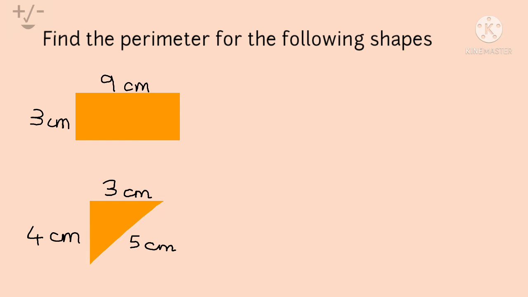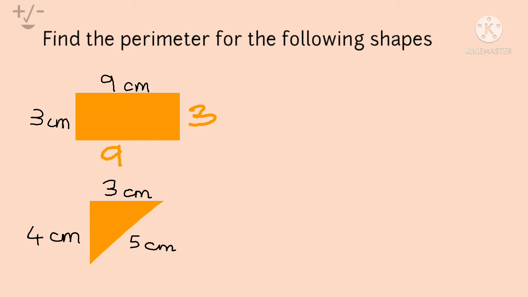For the first question, we have a rectangle. The question has already provided us with the measurements for one of the lengths and one of the widths. Since it is a rectangle, we know that both the lengths have to be equal. Similarly, both the widths have to be equal. Therefore, for the bottom length, we know it has to be 9 centimeters, and the width on the right, we know it has to be 3 centimeters.